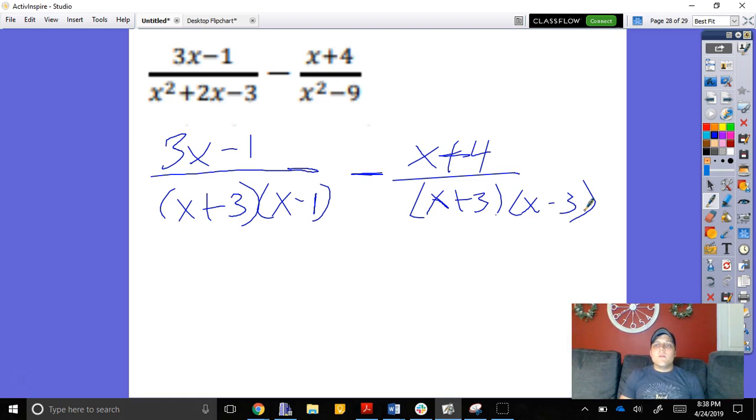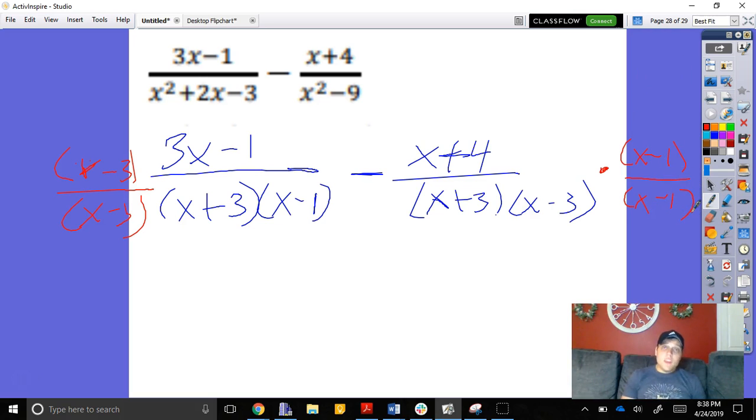Okay? So now at this point in time, we notice that this denominator is missing a factor that this denominator has. What factor does the left denominator need that the right denominator has? Hopefully you're like, oh, clearly it's an x minus 3. So just as we did with the fraction early on, we're going to multiply by x minus 3 over x minus 3. What factor is this denominator missing? That's right, it's missing an x minus 1. So we're going to say times x minus 1 over x minus 1.